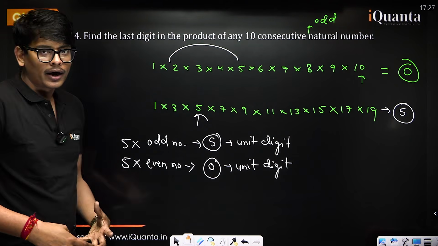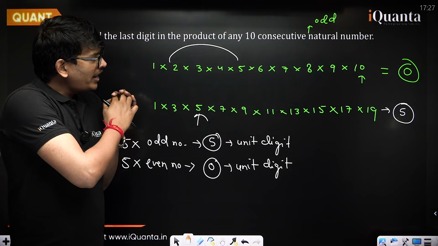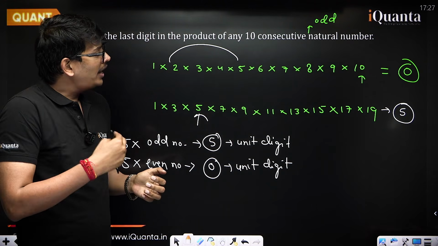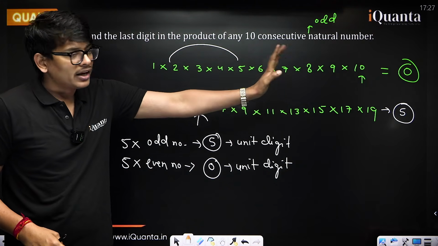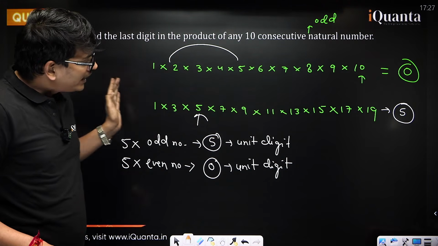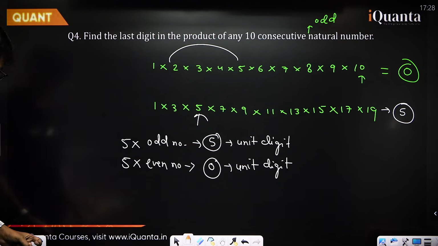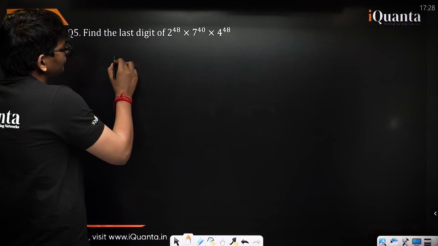So I hope this part is clear. I have solved two types of questions. First is the product of any 10 consecutive natural numbers. Second was the product of any 10 consecutive odd natural numbers. So for any 10 consecutive natural numbers, the answer was 0. For any 10 consecutive odd natural numbers, the answer is 5. Next, find the last digit of this particular question.